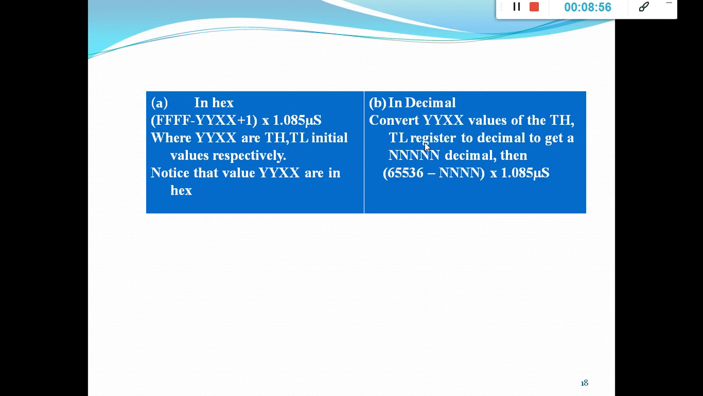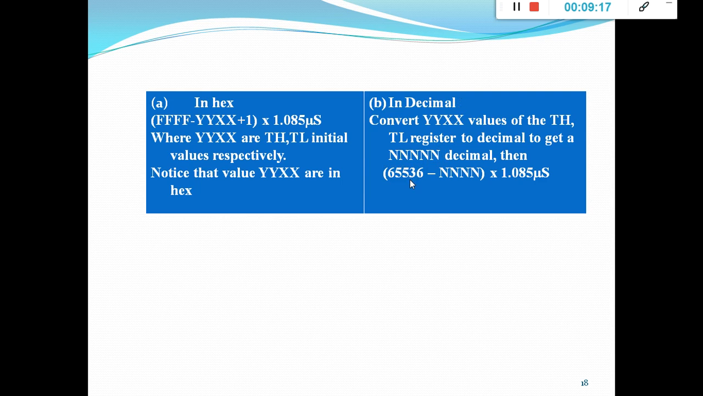The same thing when you want to calculate in terms of decimal: whatever the initial count YYXX is, convert it to decimal first. When you convert the YYXX values of the TH and TL registers to decimal, you get a value in terms of NN. So this is the decimal value of YYXX.